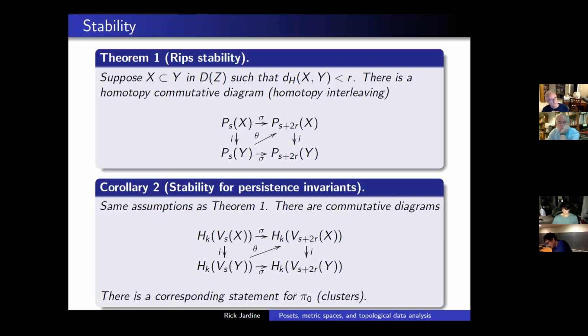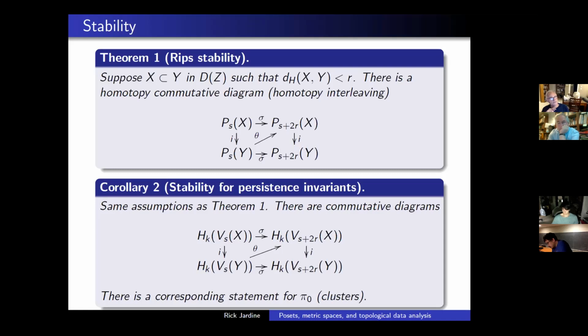The real meat of the theorem asserts that there's a map theta from the poset corresponding to S for Y to the poset corresponding to S plus 2R for X, such that the diagram homotopy commutes. Okay, that's the real theorem. And if R is small, that means that the two systems of spaces, systems of posets or classifying spaces or what have you, are very close together.